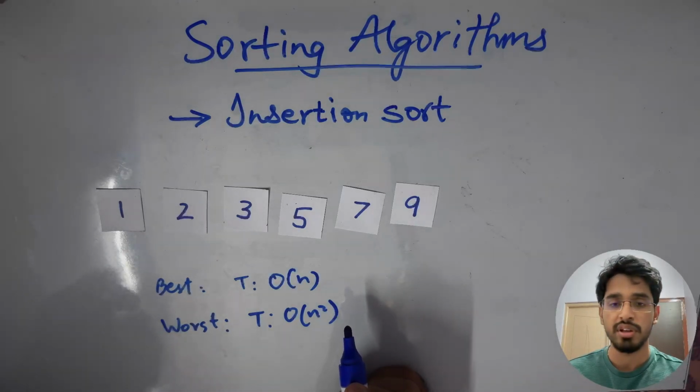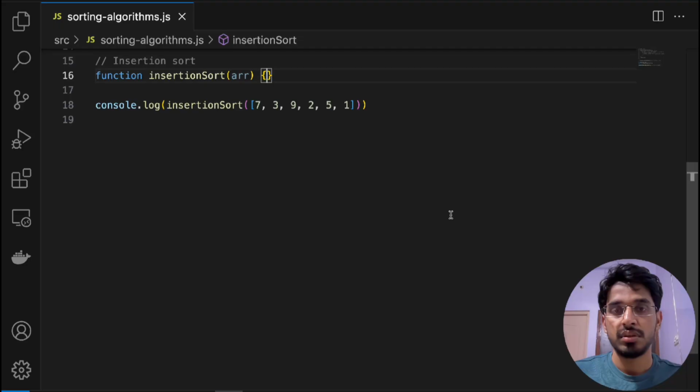Now let us see how we can code this. Inside JavaScript, this is the function called insertion sort and it takes in an array.